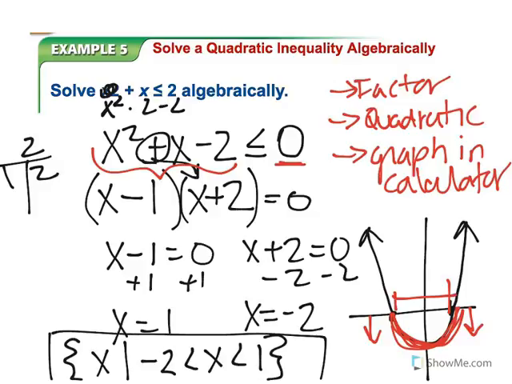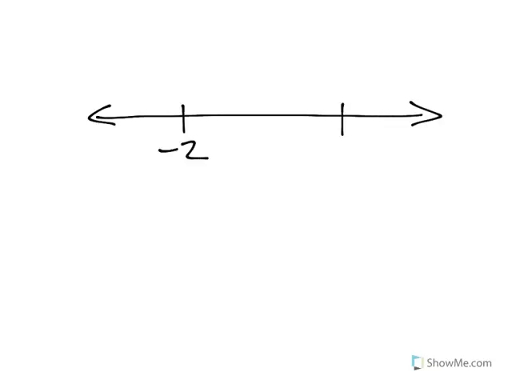And we have our equal to sign, so I need to make sure I put my line. If we thought about this on a number line, say we just have the x-axis, we have -2 here and 1, we would have solid dots because we have the equal to sign, and we would shade in between.